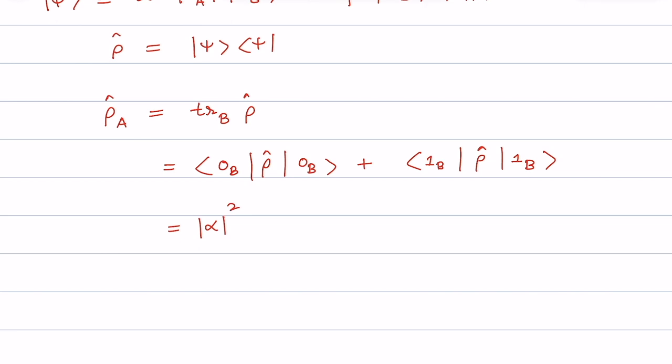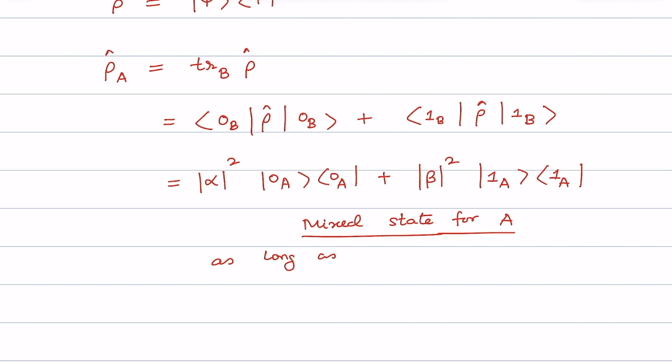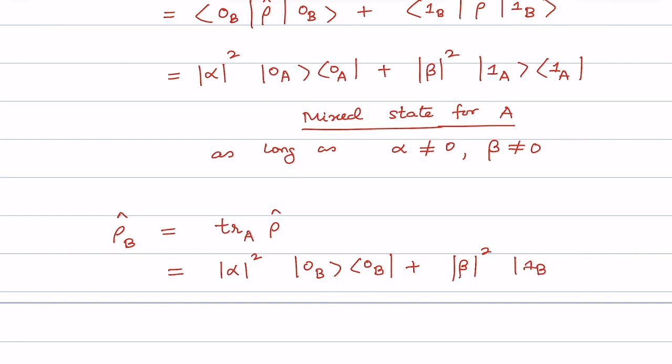You will get mod alpha square 0A bra 0A plus mod beta square 1A bra 1A in this form. And as you can see, this is the form of a mixed state for system A, as long as both alpha and beta are non-zero. Similarly, for system B, we can write rho B. We have to then trace out A. If you trace out A, then you can show that you are going to get mod alpha square 0B bra 0B plus mod beta square 1B bra 1B.